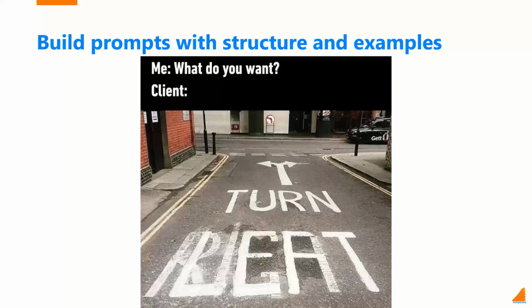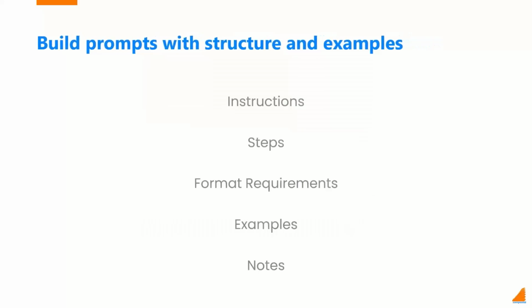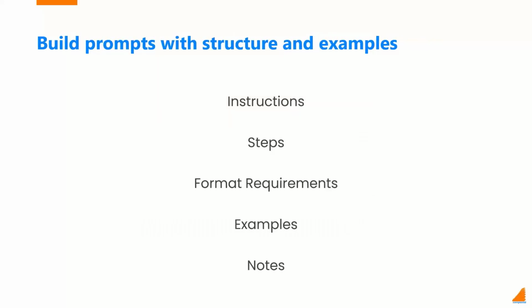And when the model went right, but we wanted it to go left, we again didn't like those results. So how do we make it better? We make a good prompt. How do we make a good prompt? We follow these 5 components. A good prompt has instructions, steps, format requirements, examples, and notes. I will be repeating these 5 components quite a couple of times throughout the presentation today.